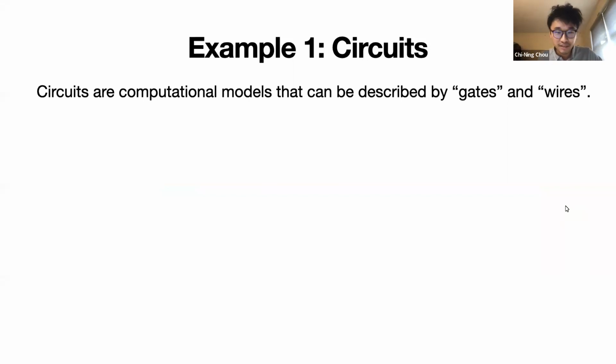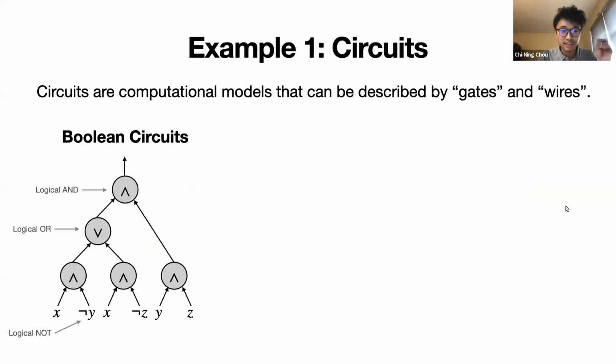In mathematics, a circuit is modeled with two ingredients: gates and wires. Gates compute some local computations. For example, in the first example, a Boolean circuit, we are computing a Boolean function, meaning that everything is 0 and 1. The gate is a logical AND or logical OR. And there are also wires connecting those gates in a directed way. This forms a circuit, and they are computing certain functions.